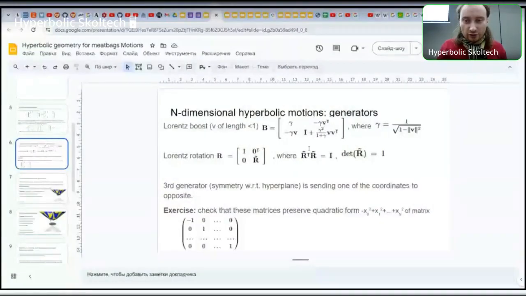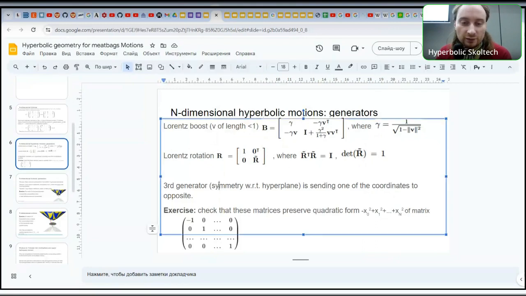So here V is a vector of length less than 1, gamma is a function of this vector, and then you take something that is called a Lorentz boost. It is a transformation. This matrix is preserving this quadratic form. Lorentz rotations are also, and the third generator is some mirror symmetry with respect to a hyperplane.